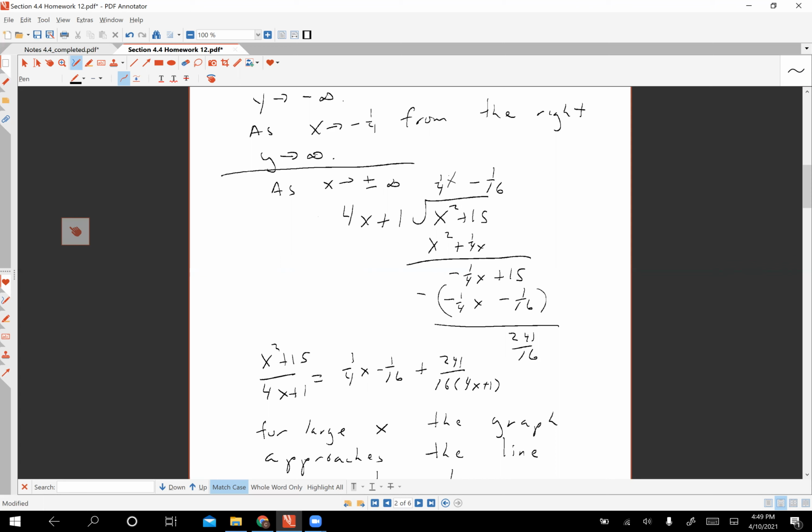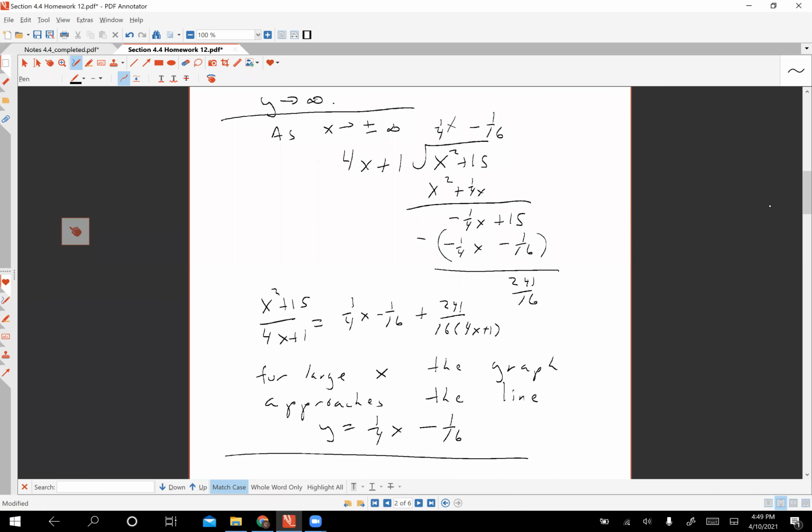Okay, so we just do a little bit of algebra, something we learned in our algebra courses probably a very long time ago. And so we multiply 4x plus 1 times 1/4 x, so we get x squared plus 1/4 x, and so we subtract, so we get negative 1/4 x plus 15, and then 4x goes into negative 1/4, negative 1/16 times. And so what we get here is that x squared plus 15 over 4x plus 1 is 1/4 x minus 1/16.